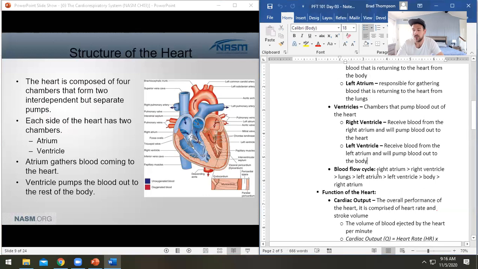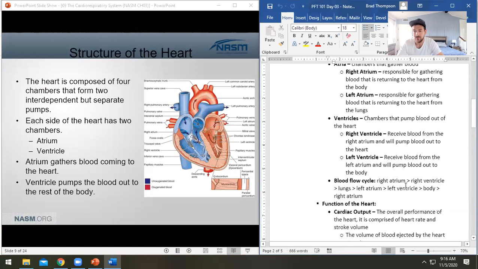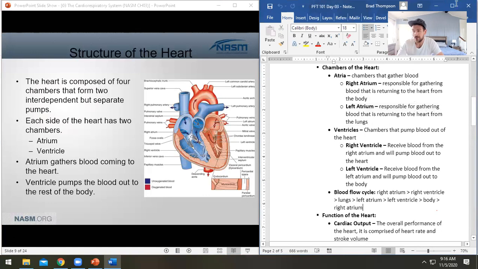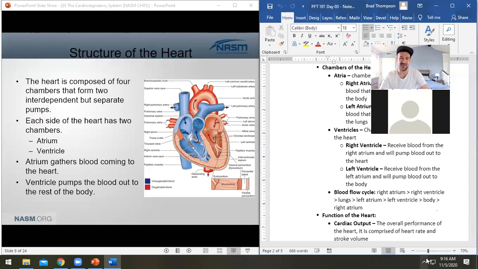So again, our blood flow cycle: right atrium to right ventricle to the lungs, left atrium to left ventricle to the body, back to the right atrium, and the process repeats. And I know that gets very confusing, and you kind of just say it over and over again, and eventually we've said so many circles that it almost gets more confusing.